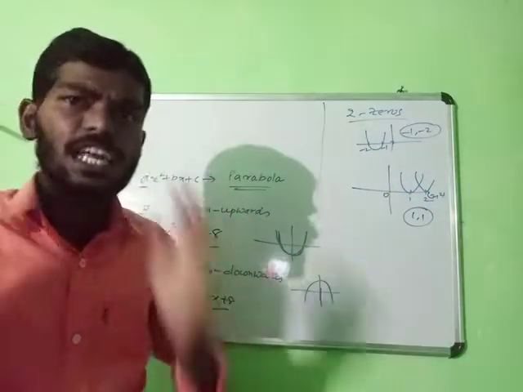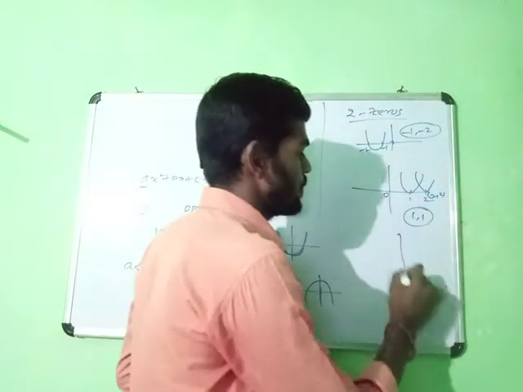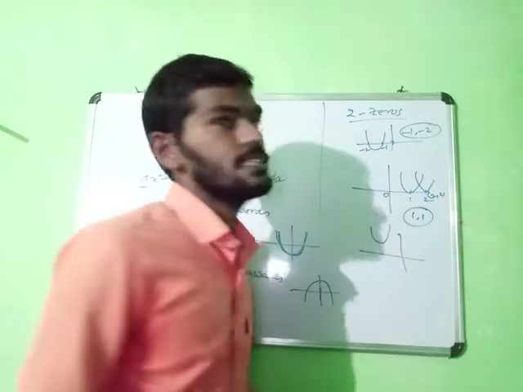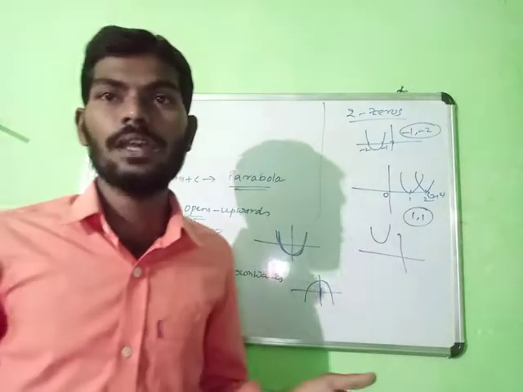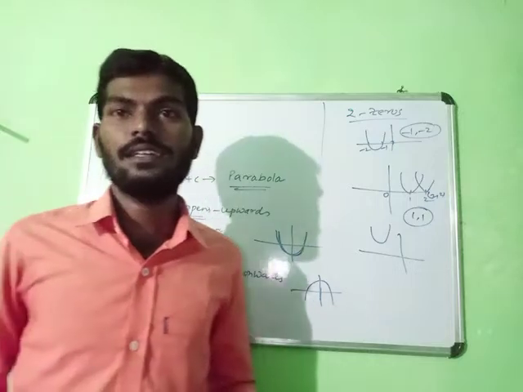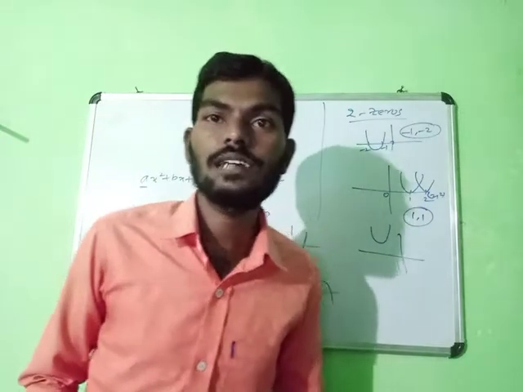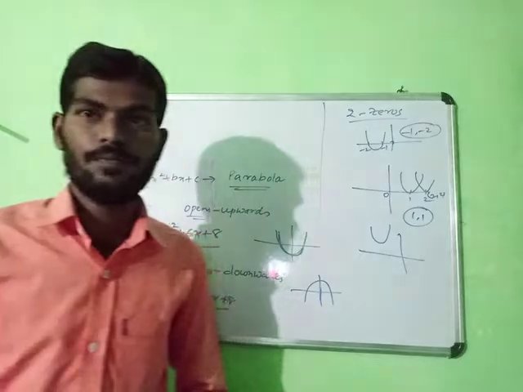Then the last case: if the curve neither touches nor intersects the x-axis, it will come like this. Neither touches nor intersects the x-axis, then the zeros of the polynomial are complex or complementary. So complex or imaginary, not complementary. Sorry, here complex or imaginary.